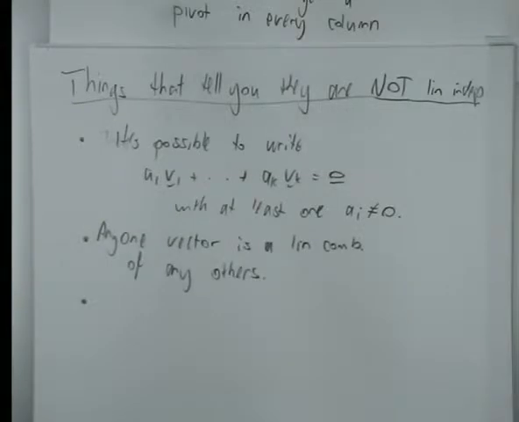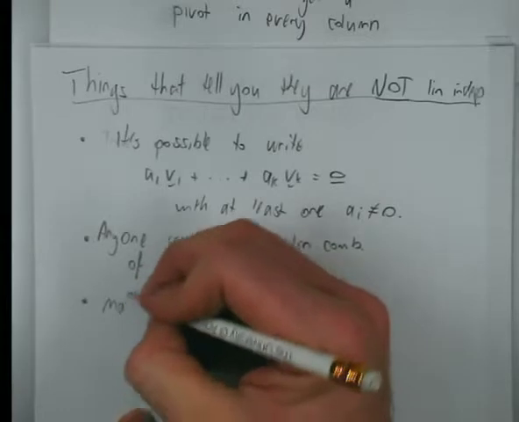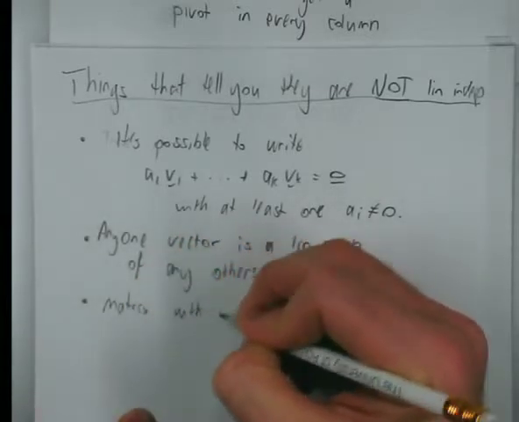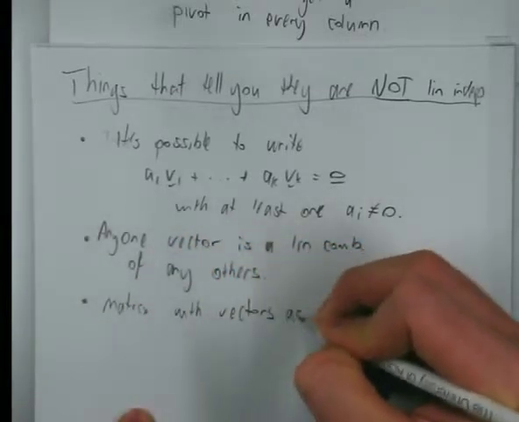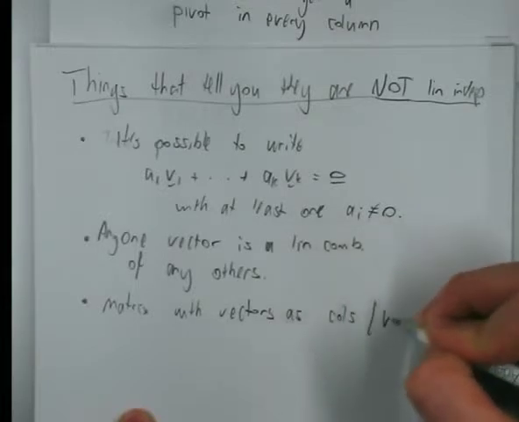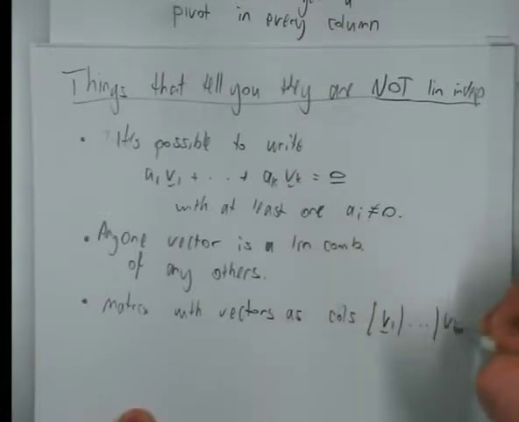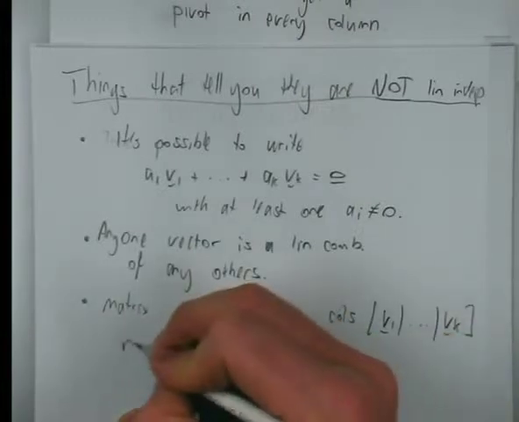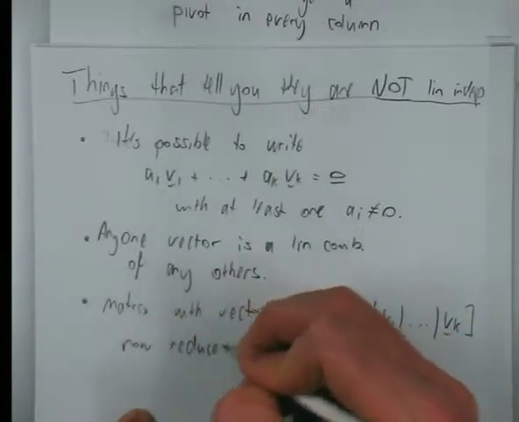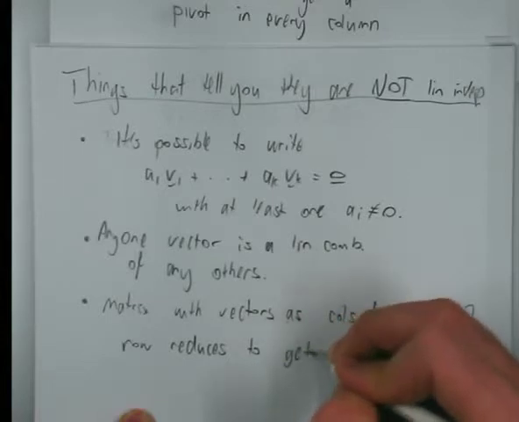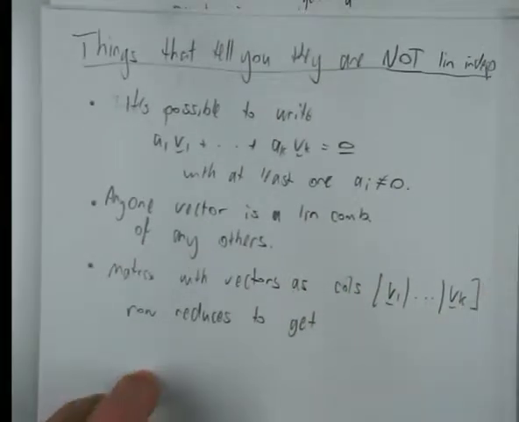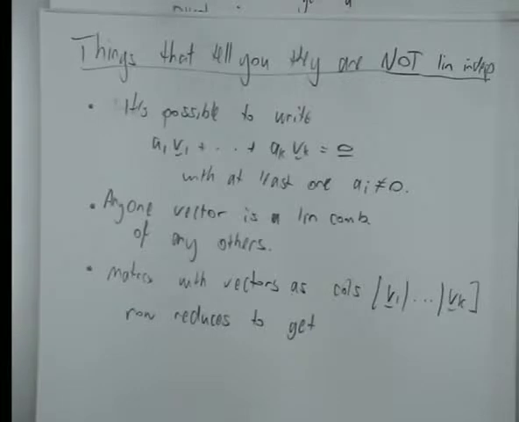And the matrix with vectors as columns row reduces to get a column with no pivot in it. Yes? Does that first rule include the zero vector? I'm going to say that separately, but yes, it does. Row reduces to get a column with no pivot, so a free variable.